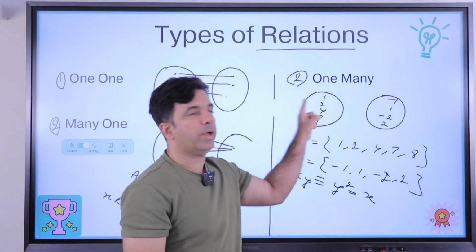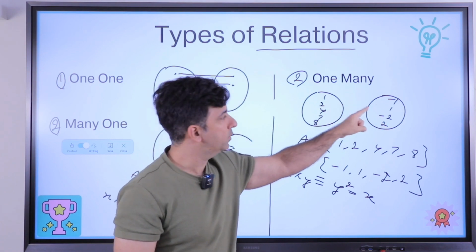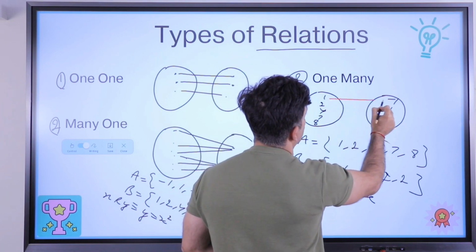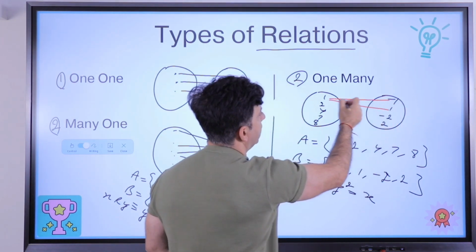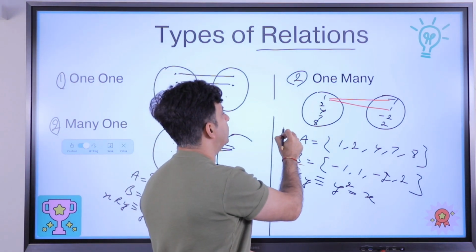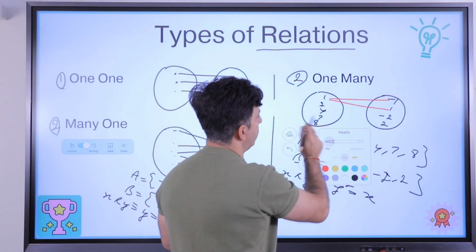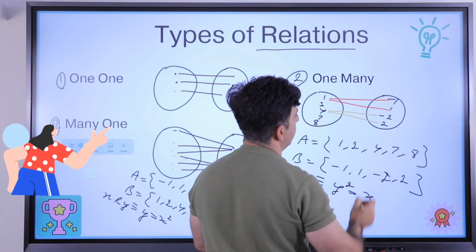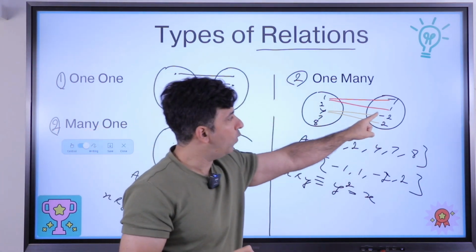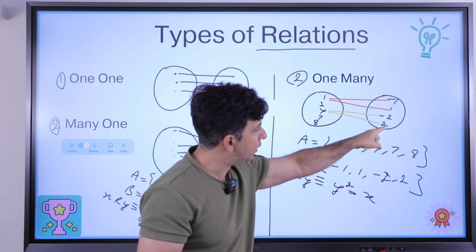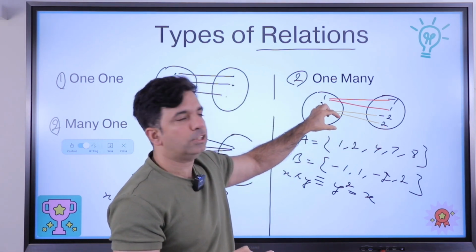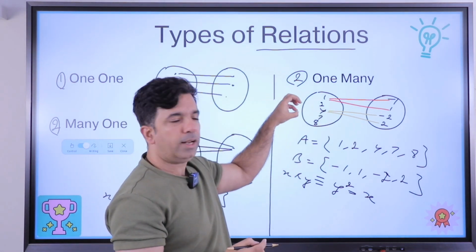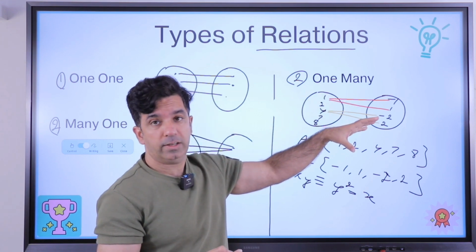Now y square is equal to x. So -1 square is 1, 1 square also is 1. So can we see that this -1 and 1 over here, they are both connected to this 1, and similarly these -2 and 2, they are both connected to this 4, because -2 square also is 4, y square is equal to x, and over here y square is also equal to x. So this is the situation. Can we see through this flow that this is a one-many relation? One element here is connected to many elements over there.